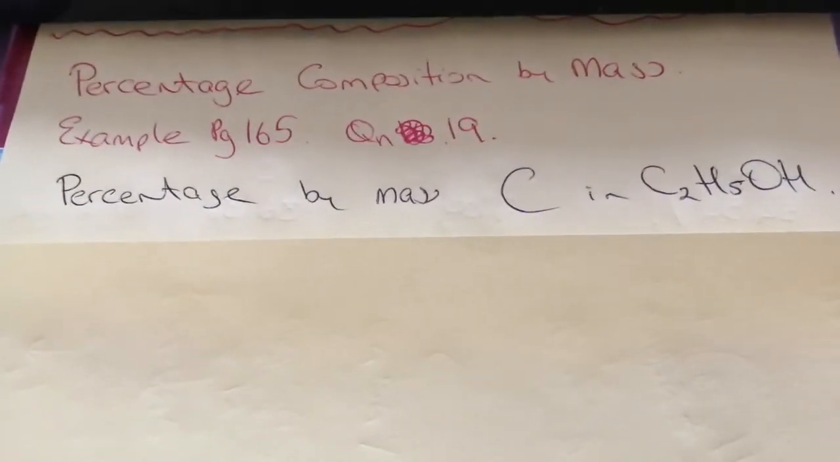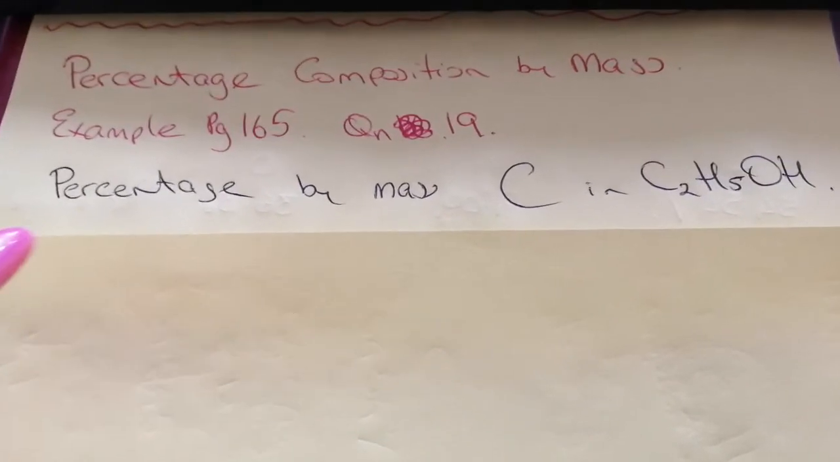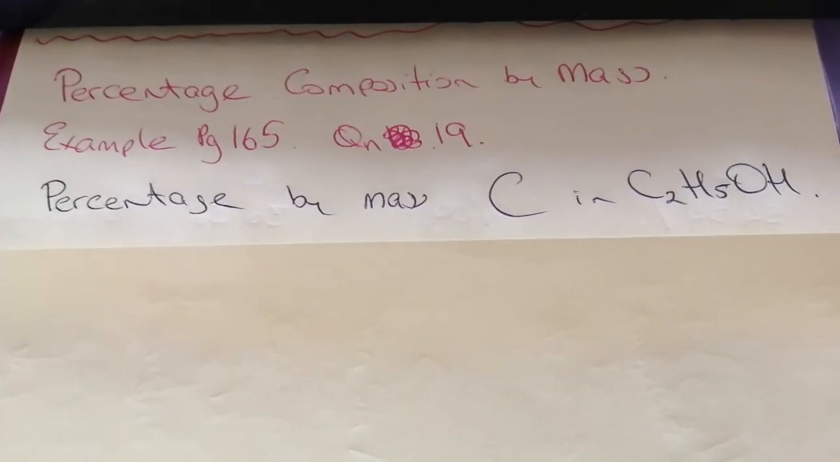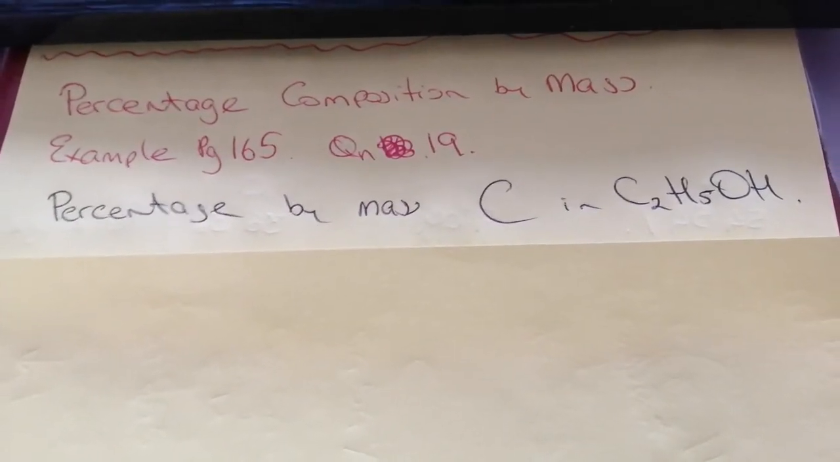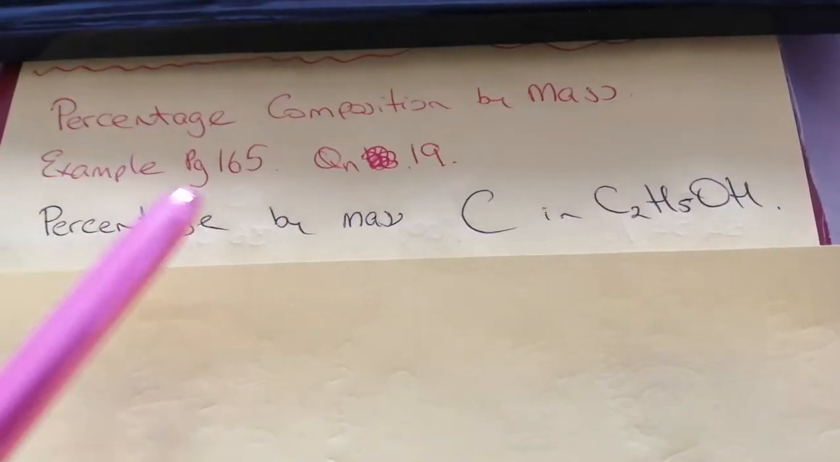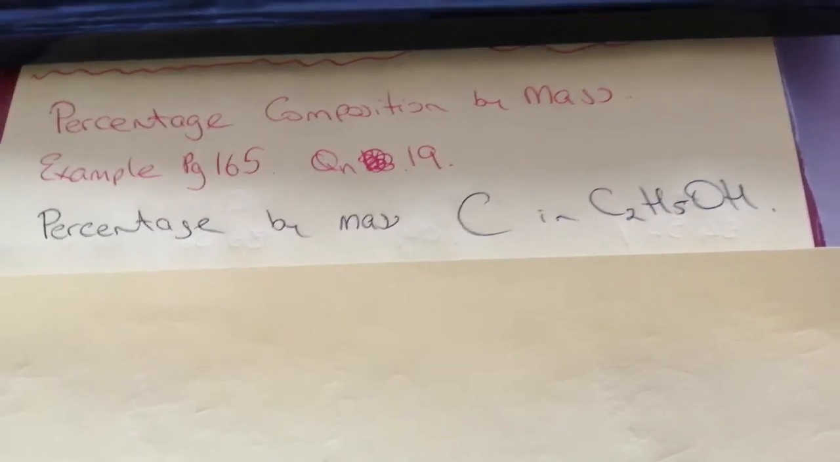It's very straightforward. So, we're looking here at the percentage by mass of carbon in ethanol, C2H5OH. How do I know it's ethanol? Again, the OH. Okay, now this is on page 165, it's question 19. So there's 3 very simple steps in this one.